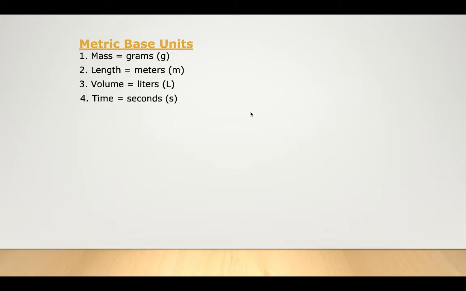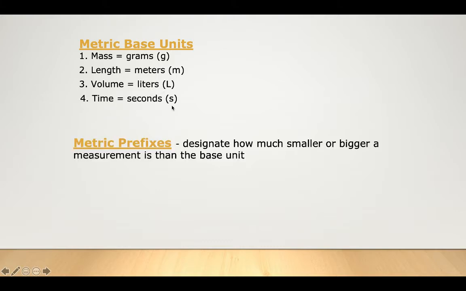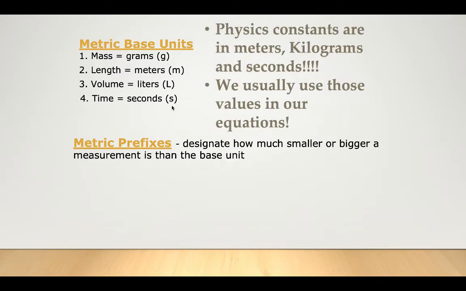So the ones we're often going to use here for our physics class is mass, which is in grams, length, which is in meters, okay, volume, which is in liters. Now this is a derived unit here, and time, which is in seconds. Okay, so when we want to make these bigger or smaller, oftentimes we will use metric prefixes. So that's just indicating to us if they're bigger or smaller.